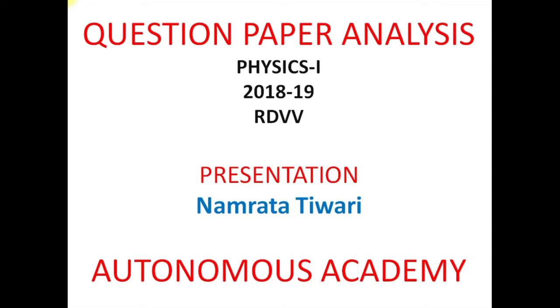Section A consists of 5 MCQs where each question carries 1 mark. Section B contains 5 short answer questions and each question carries 2 marks. And the last section, section C, contains 5 questions and each question carries 5 marks, which means that section A is of 5 marks, section B is of 10 marks, and section C is of 25 marks. Let's begin our analysis with the MCQs.